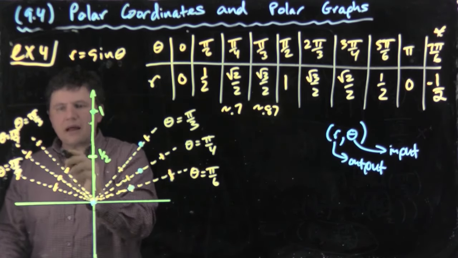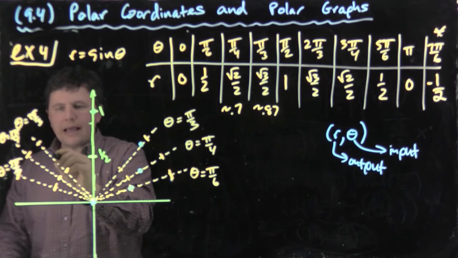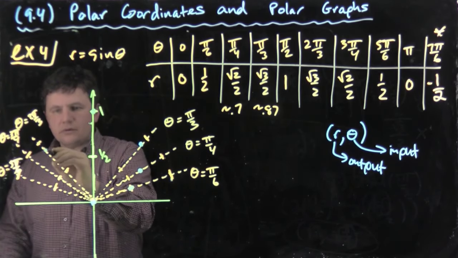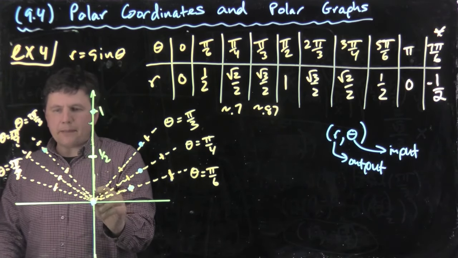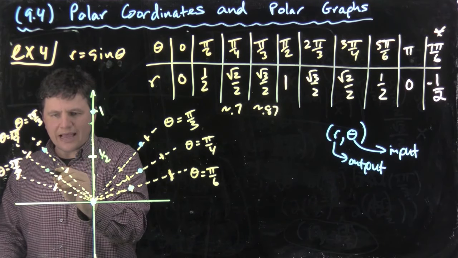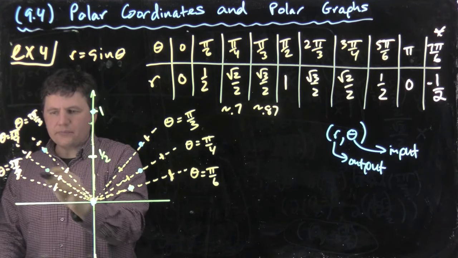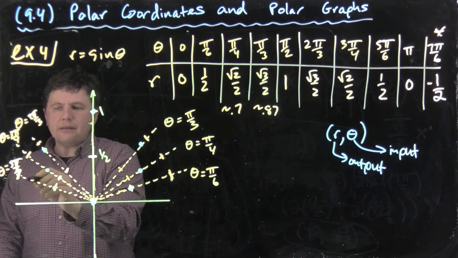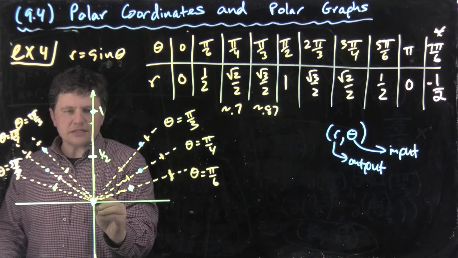So at 2 pi over 3, we're at, like I said, about 0.87. So right in here. At pi over 4, 0.7. So closer to 1/2. Then 1. And then at 5 pi over 6, we're at 1/2. And then when we get to pi, which is over here, we're back to the pole.